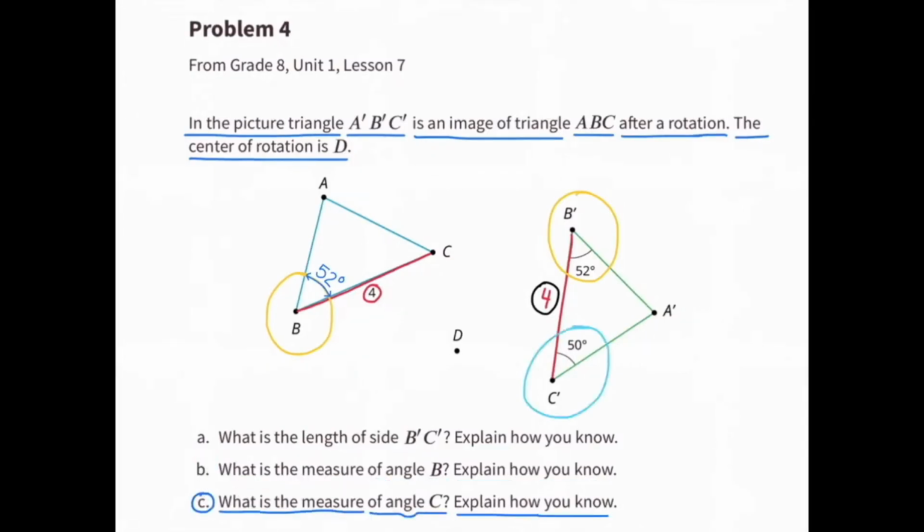C. What is the measure of angle C? Explain how you know. The measure of angle C is 50 degrees, and I know this because rotations maintain the same angle measures, and angle C and C' correspond to each other in this rotation.